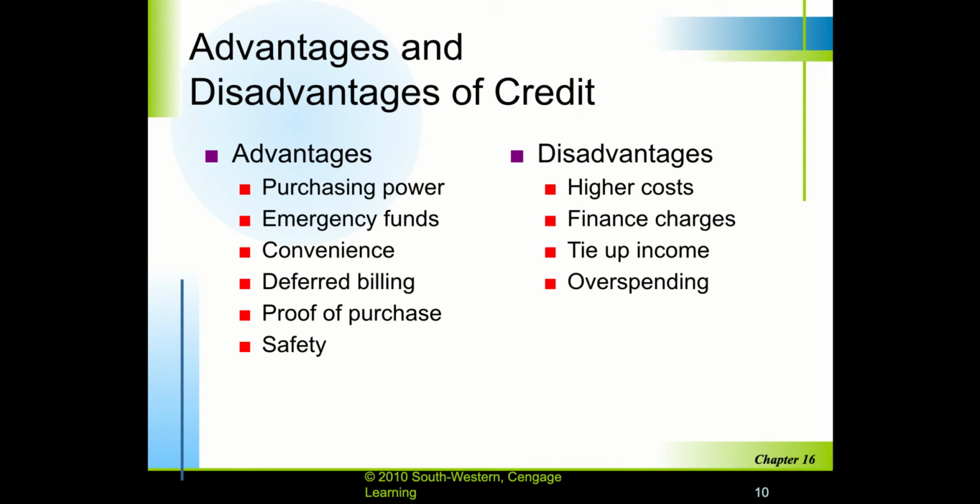There are some major advantages and disadvantages to credit. Advantages are you have higher purchasing power. You can get funds in an emergency. It's more convenient. You don't have to pay right away, so that's deferred billing. Disadvantages: typically credit costs more because you have to pay interest and maybe fees up front. Finance charges are more complicated and higher than if you just use cash. It can tie up your income, and there's a risk of you overspending because you're not seeing that money leave your account right away. So there can be a false sense of security.